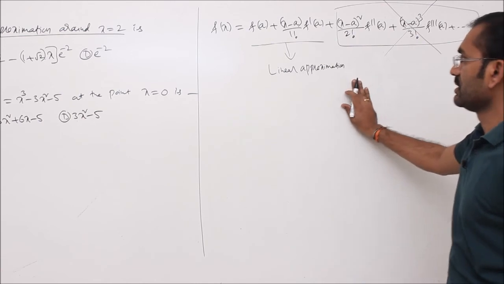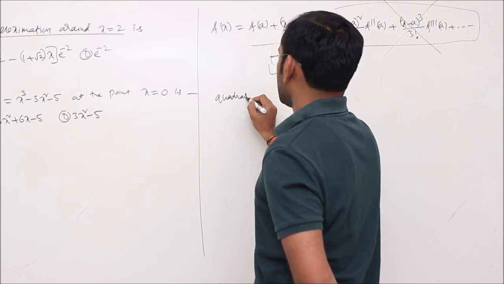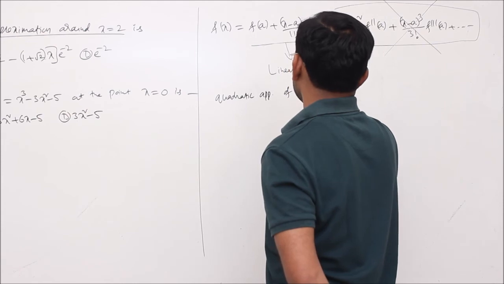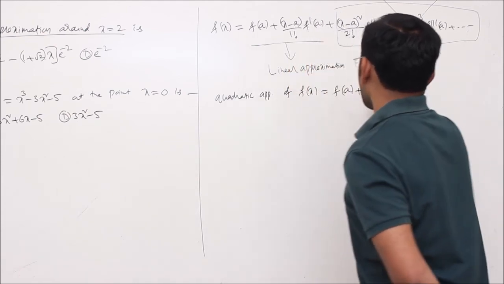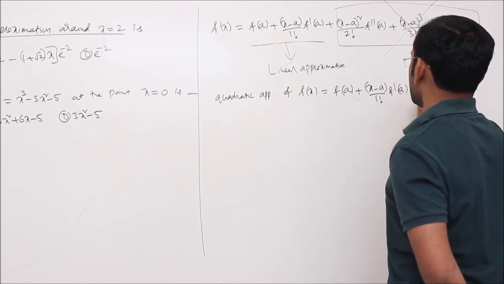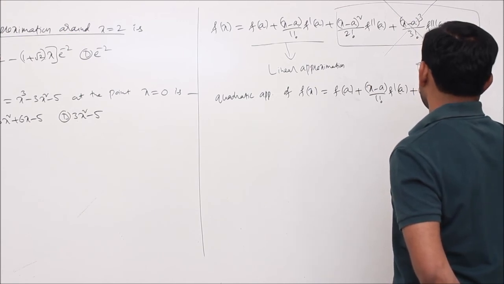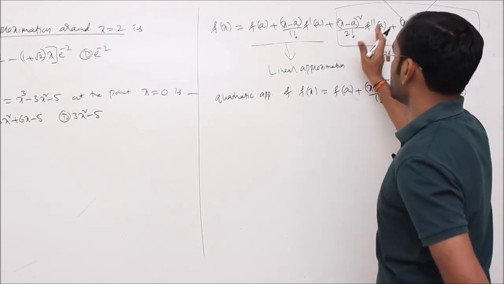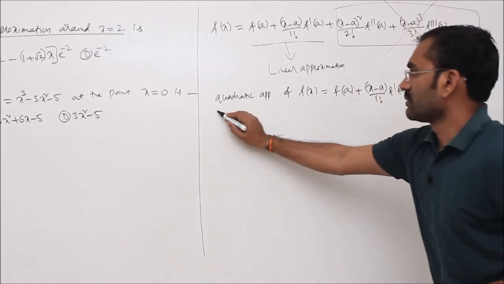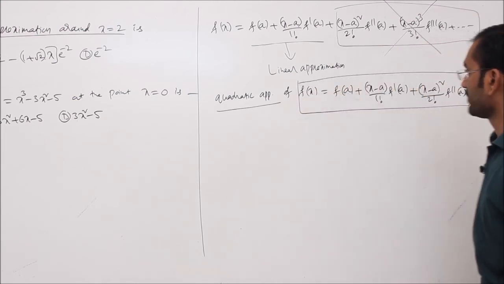That is linear approximation. Similarly, what about quadratic approximation? Quadratic approximation of f of x, I can write like this: f of a plus (x minus a) by 1 factorial f dash of a plus (x minus a) whole square by 2 factorial f double dash of a. So taking up to the third term and neglecting the remaining terms will give the quadratic approximation of f of x.